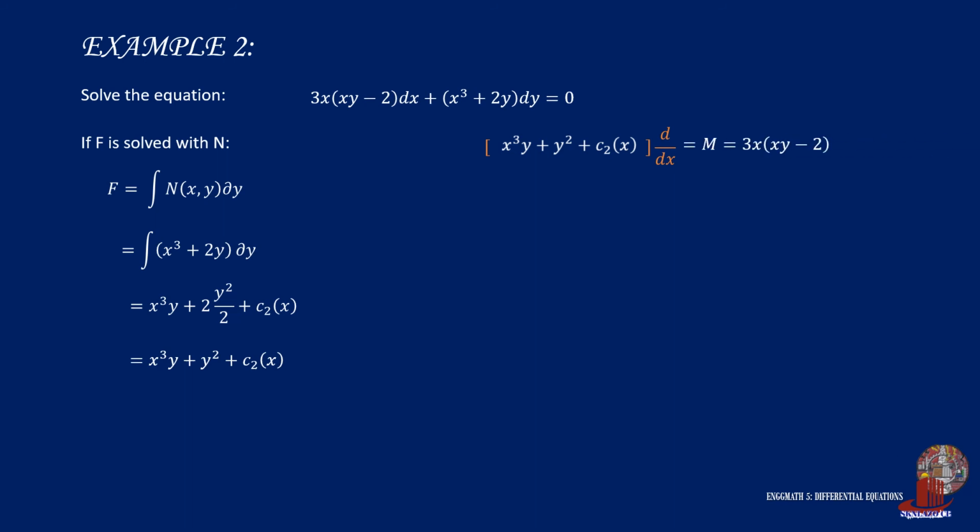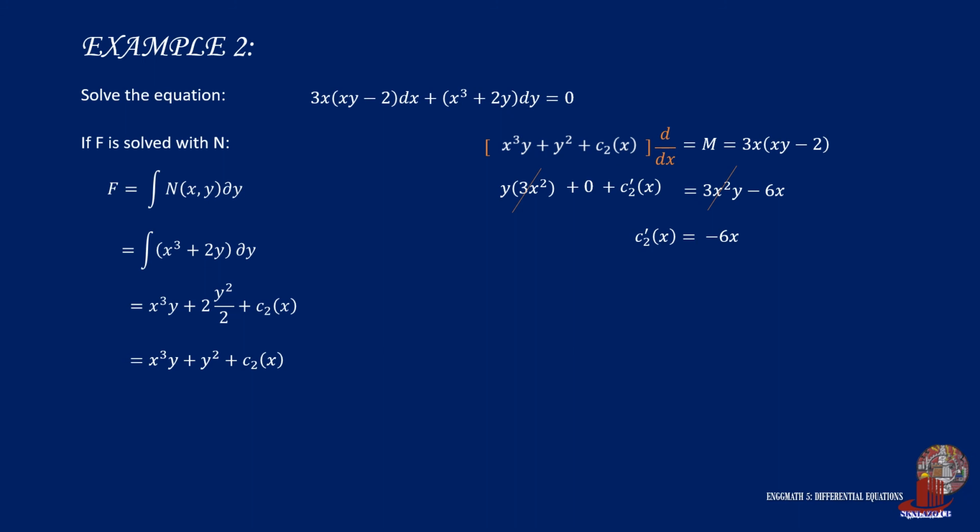So the derivative of x cubed y with respect to x is the constant y multiplied by 3x squared. The derivative of y squared with respect to x is 0, and the derivative of c will be c prime, and they are equated to 3x squared y minus 6x. Then simplify by canceling similar terms, so we get c prime as negative 6x.